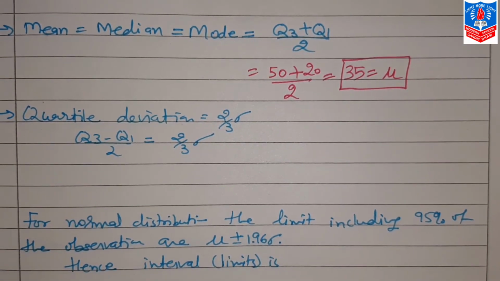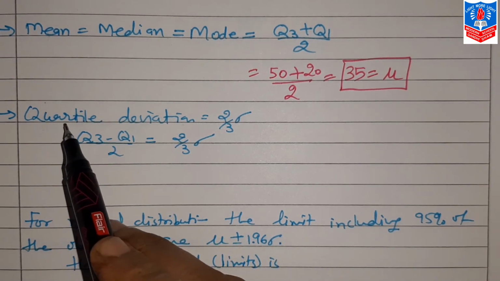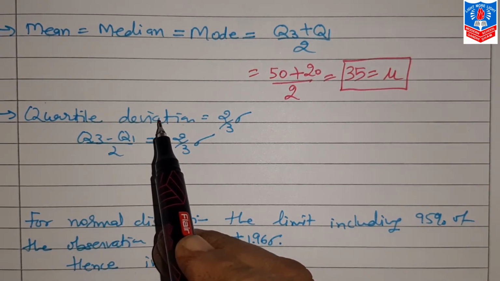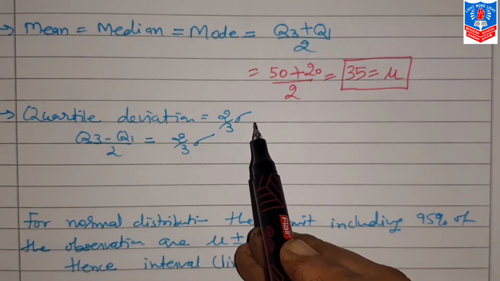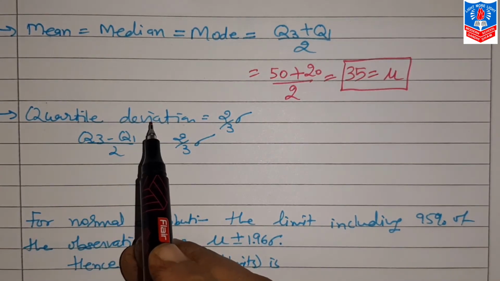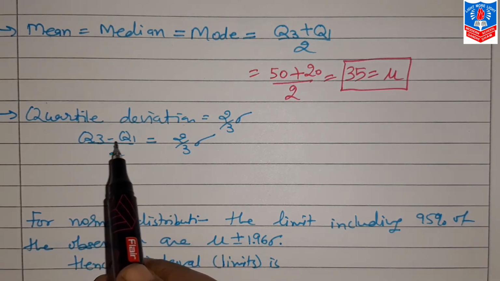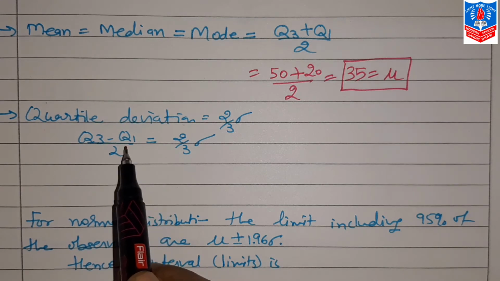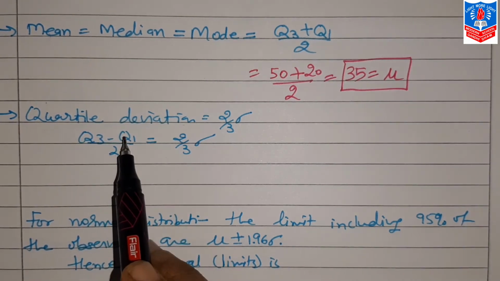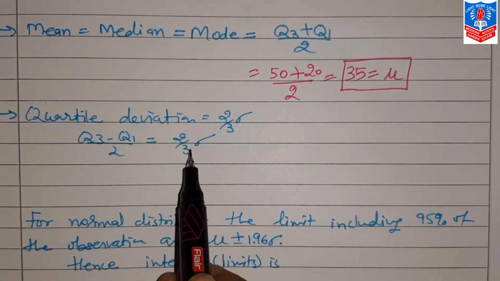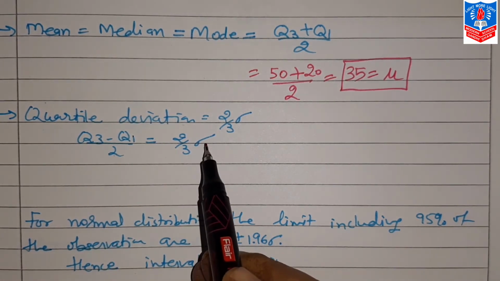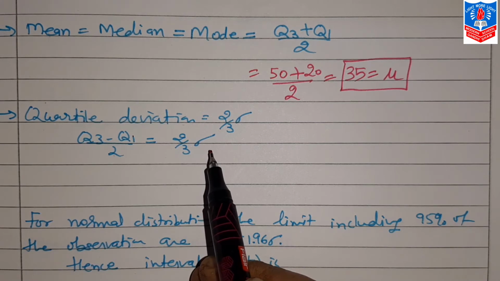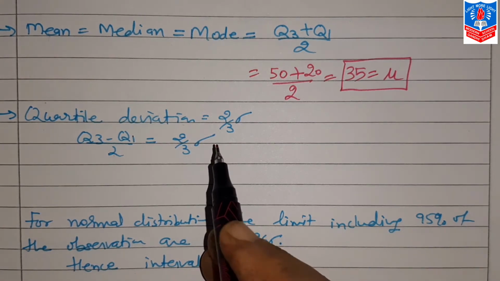Now we want sigma value. For that, the quartile deviation formula, which we also used in the last sum, is 2 by 3 sigma. Quartile deviation you have already done in 11th standard, the formula is Q3 minus Q1 by 2. Now in place of quartile deviation we can write this value equal to 2 by 3 sigma. Now these two values are with us but sigma is missing. In one formula, if one value is missing, we can find it very easily.